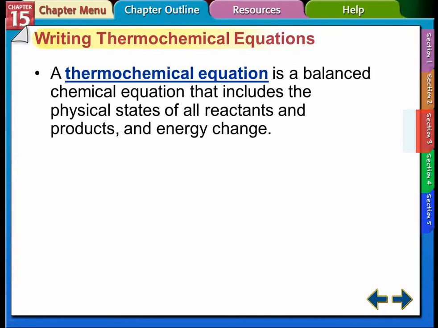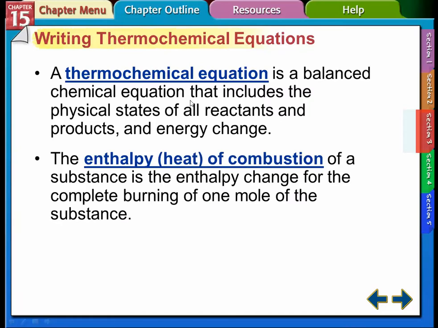A thermochemical equation is a balanced chemical equation that includes all the physical states of the reactants and products and the energy changes. So it's everything we've been doing, but it also includes the energy change. That's the difference between what we've been doing and what we're going to do now. The enthalpy heat of combustion of a substance is the enthalpy change for a complete burning of 1 mole of the substance.